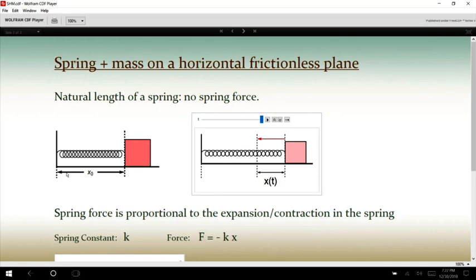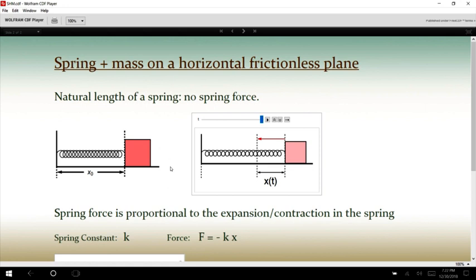So think about this figure on the left-hand side, where I have a block of mass m connected to a spring, which is in turn connected to a wall. Initially, the spring is at its natural length. Now remember, when a spring is at its natural length, it does not exert any force. So at this moment shown in this picture, the block, at least in the horizontal direction, is not experiencing any force.